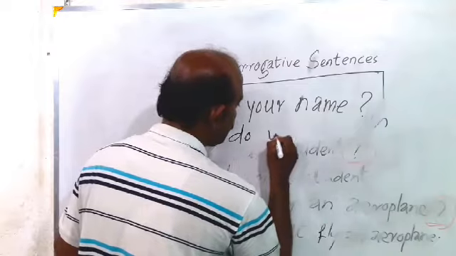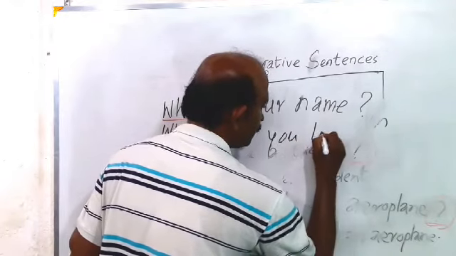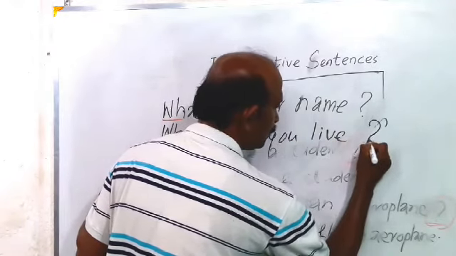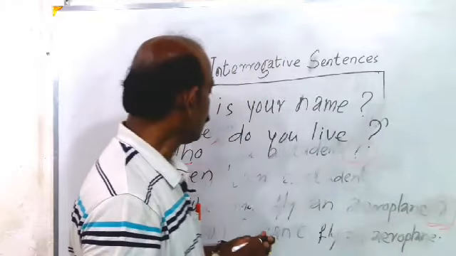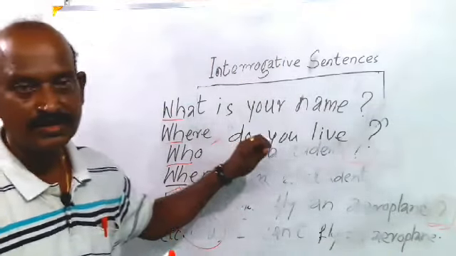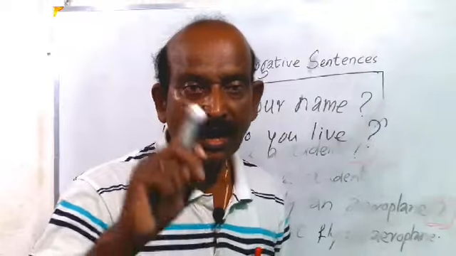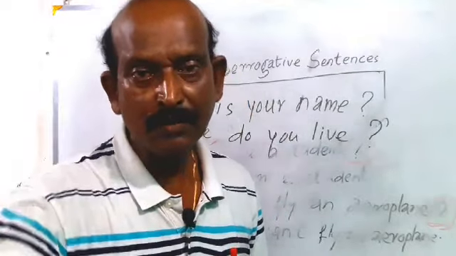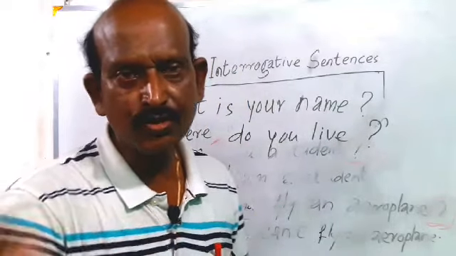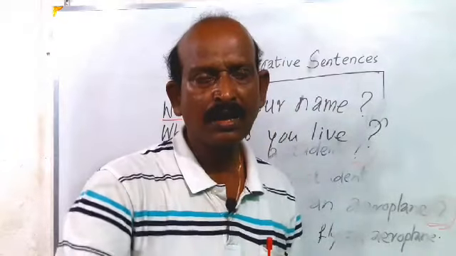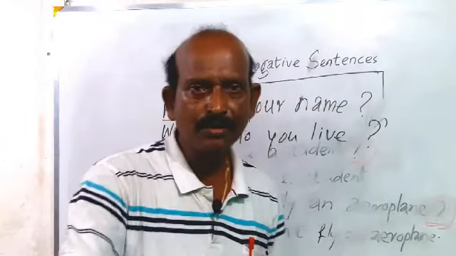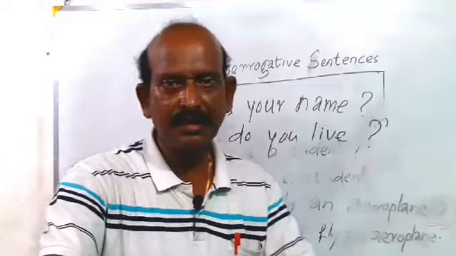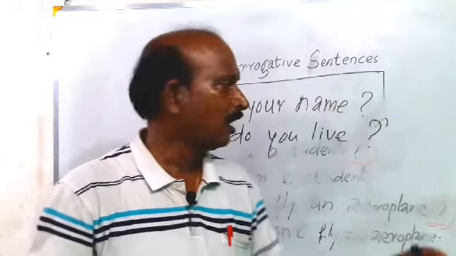Where do you live? When this question is asked, you have to say, I live in your native place. Where were you born? Such as the name of a village, Kalimala. I live in Kalimala. I live in Cuttack. I live in Bhubaneswar. I live in Delhi. Likewise you have to say.